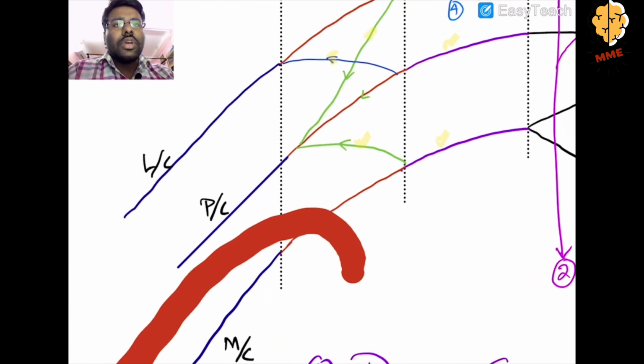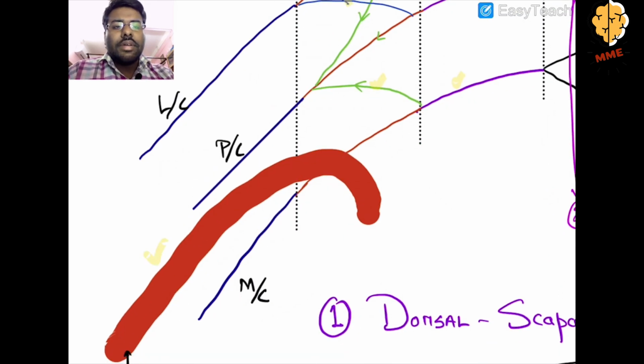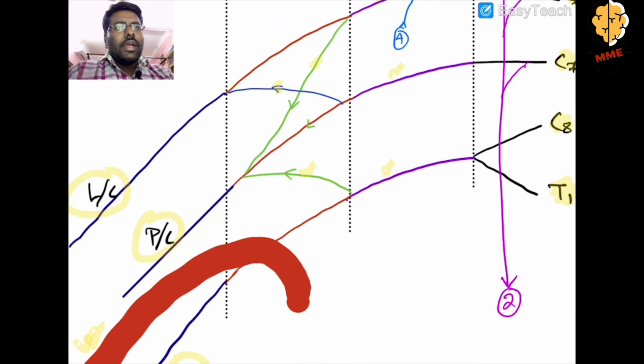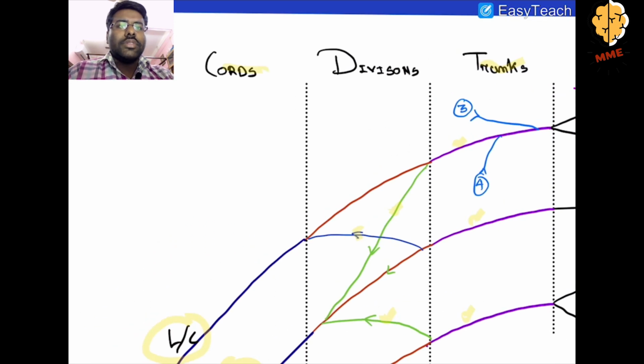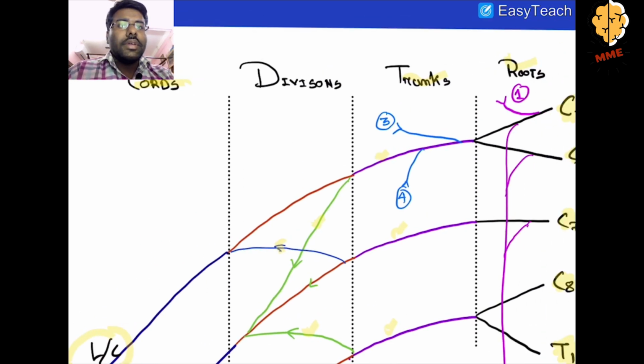Coming to the cords, in the anatomical position, the cord medial to the axillary artery is called the medial cord, the posterior one is called the posterior cord, and the lateral one is called the lateral cord. It's very easy. Roots, trunks and cords have branches, but the divisions have no branches.